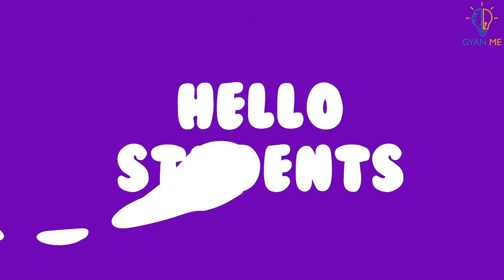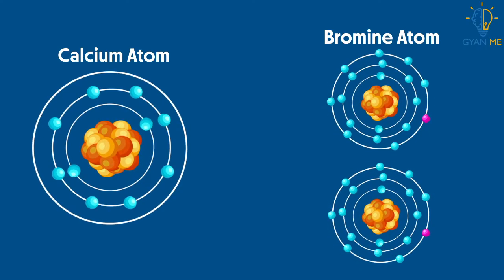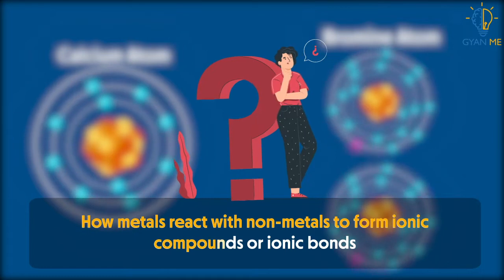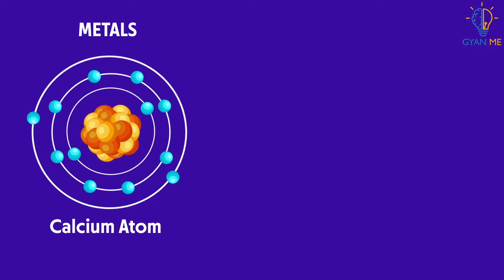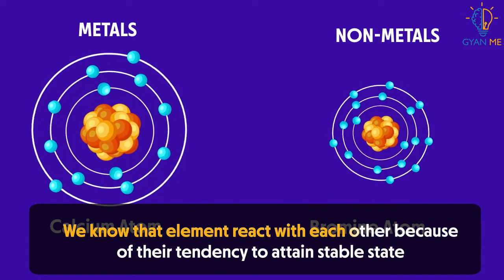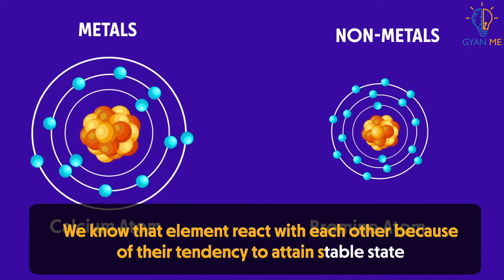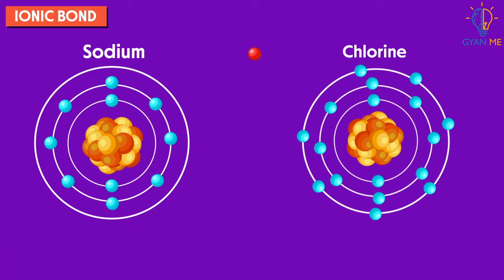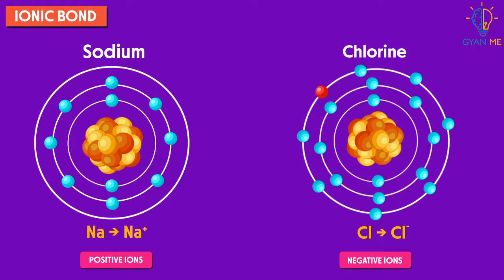Hello students. In our previous videos, we learned why metals and non-metals react with each other. Well, now we know why they do so. Yes, metals and non-metals react to attain octet configuration or stable state configuration of electrons in their valence shell or last orbit. So we can say that to achieve octet configuration, metals either lose their electrons and make their respective positive ions, or take electrons and form the respective negative ions.